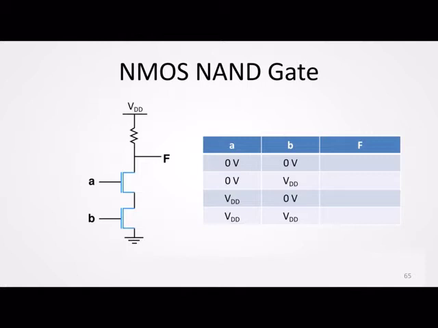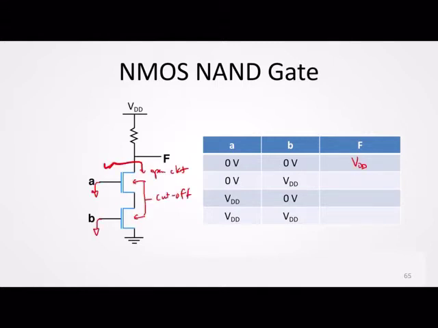Now, for the NAND gate, similar to RTL, you actually connect NMOS transistors in series, right? So, if we again check each row there, if both inputs are low or 0 volts, then both transistors would be in cutoff mode. So, you will have an open circuit here so that your F will be pulled up to VDD. Okay?